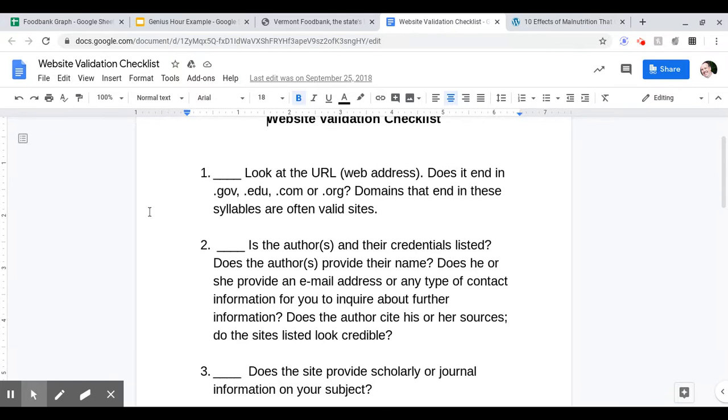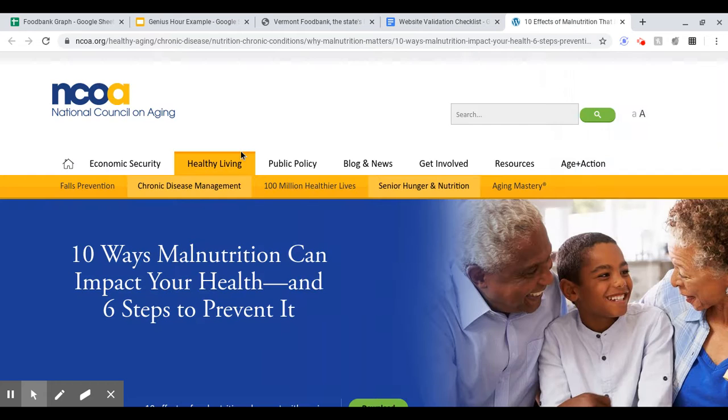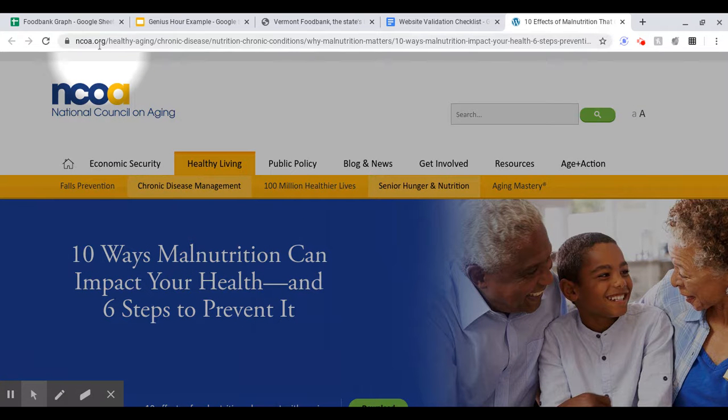So step 1 is the one that I looked at here for the National Council on Aging, which is to look at the URL, the web address. Does it end in .gov, .edu, .com, or .org? Domains that end in these are often valid sites. If you end up with something that's kind of not one of those, I would be a little more careful about the information I'm receiving there and perhaps even go to try to find a different site. So if I skip back over here, I can see that up here in the corner, I am dealing with ncoa.org, which is good, which means they're an organization.